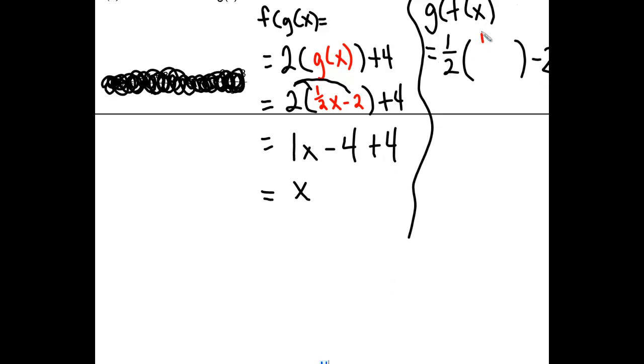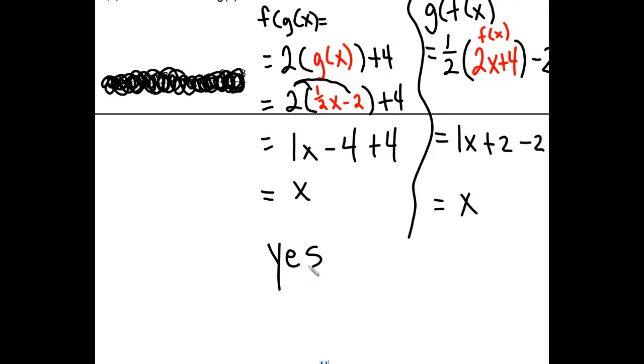And we will substitute f of x into this spot. Distribute 1/2 through the parentheses. 1/2 of 2 is 1x. 1/2 of 4 is 2, minus 2. Combine like terms, and you get x. That's it. Since f of g of x is equal to x, and g of f of x is equal to x, these two are inverses. So we have verified it.